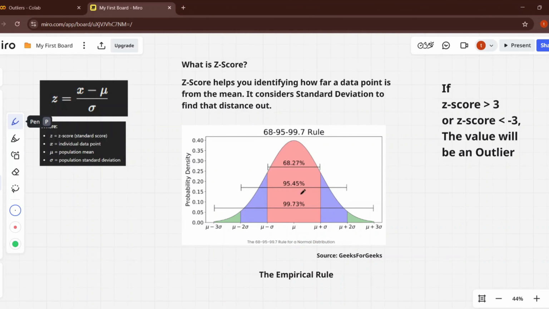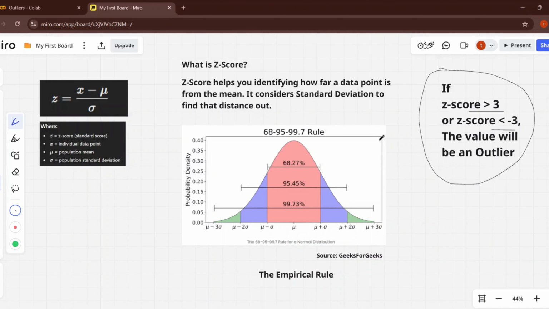So what happens here is that if the value goes outside the range of 99.73% or 3 on either side, then that value will be considered as an outlier. So the rule of thumb here is that if z-score is greater than 3 or z-score is less than minus 3, the value will be an outlier.